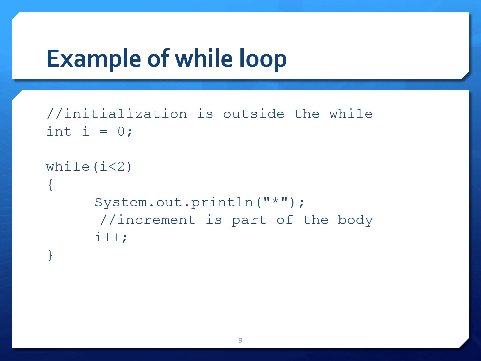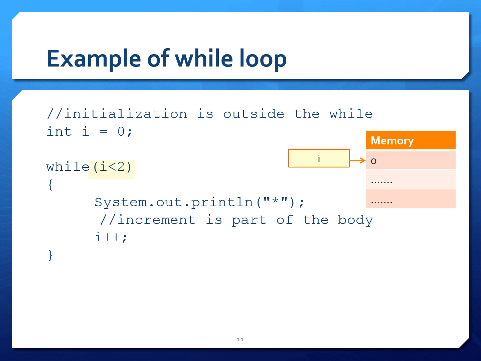We will now take a closer look at how the while loop executes. Since a while loop has no initialization, we need to perform the initialization outside the while loop. In the above example, we create a variable i and assign the value 0 to i.